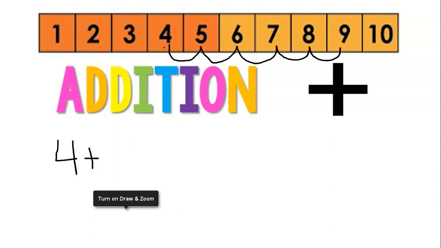Now, how would the rest of my number sentence look? If I started at 4 plus 5 spaces equals how many? Perfect, 9. Good job, guys. So keep those papers and pencils out because we're going to be doing a few more together.